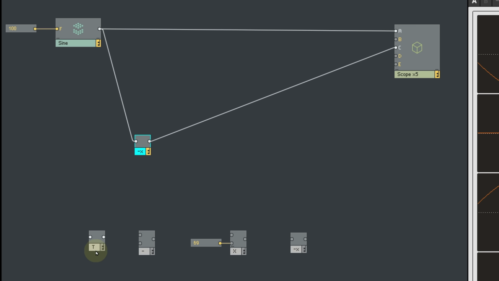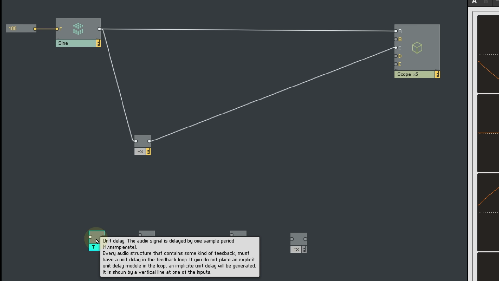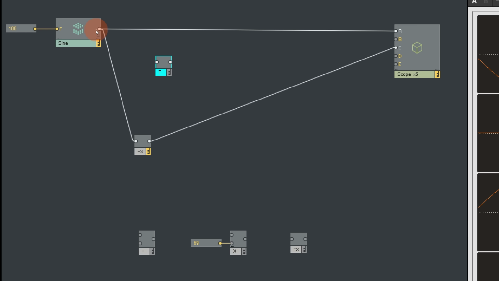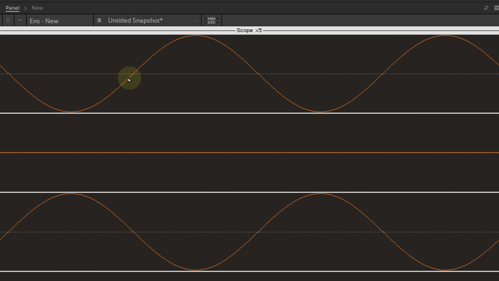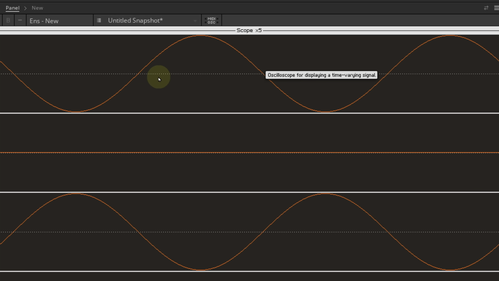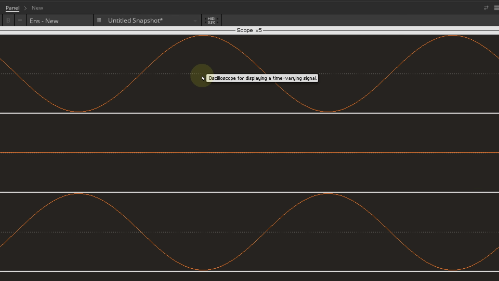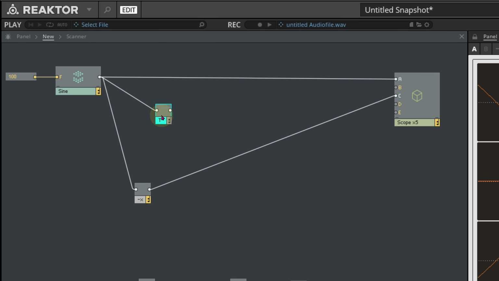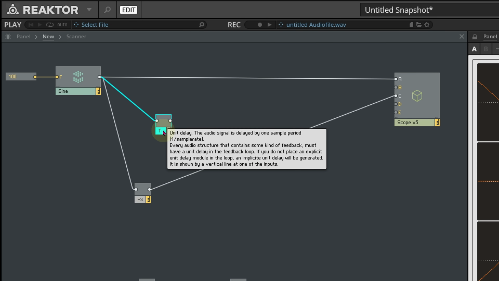Well then, next step is to grab a single sample delay module, which Reactor calls a unit delay. Wait, I thought we weren't using delay. Well, no, we're not really. This is a 100 hertz sine, which, with a sample rate of 48k, means 480 samples for a full cycle. Achieving 180 degrees of phase shift would require 240 samples of delay. 90 degrees of phase shift would mean 120 samples of delay. This is just one sample, nowhere near enough to shift the phase significantly. So don't think of it as a delay, really. Think of it as the delta, the smallest unit of time available to us.